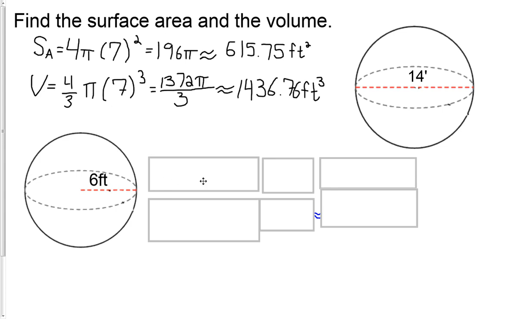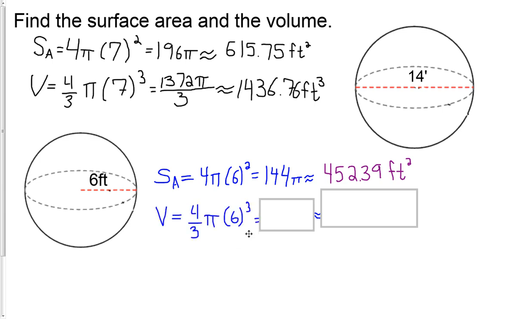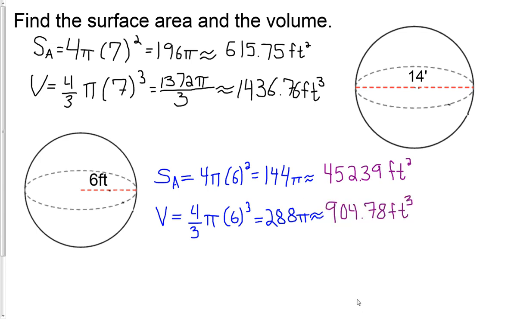Next one, we have radius 6, so we just plug it in. Same idea here, 4 pi 6 squared, 144 pi, 36 times 4, and 452.39 feet squared. Now notice, units for surface area are square, units for volume are cubed. I'm not emphasizing it a lot at this point, but when it says volume, I need cubic units. Surface area, square units. Volume is 4/3 pi times 6 cubed, 288 pi, which is exactly twice this number. We get 904.78 feet cubed.